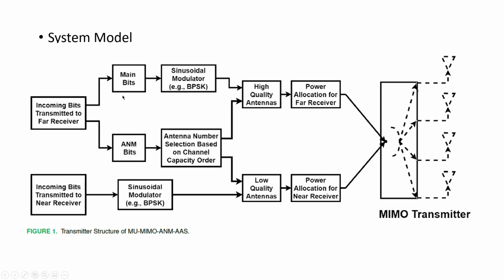After that, we take our main bits and we modulate them by BPSK, which by the way can differ. We can also use QPSK and so on, but in this case, we choose to use BPSK modulation. After the BPSK modulation of the main bits, we send them through the high quality antennas, and we do the power allocation for the far receiver. On the other hand, the transmitted bits of the near receiver are also modulated by BPSK, but for the transmission of this user, we use the low quality antennas that we did not activate for the transmission of the far user's data, and we also do the power allocation at this point for the near user, and we transmit our data.